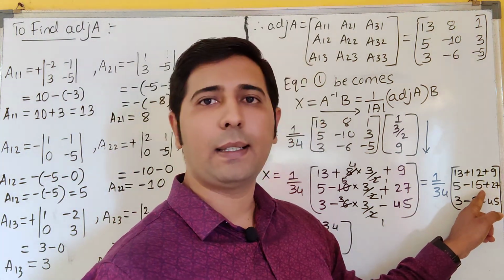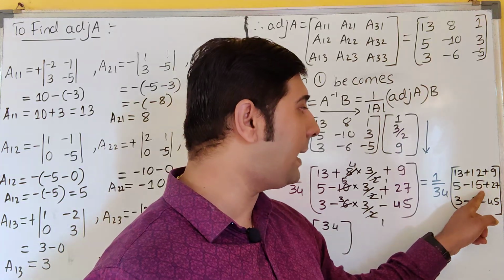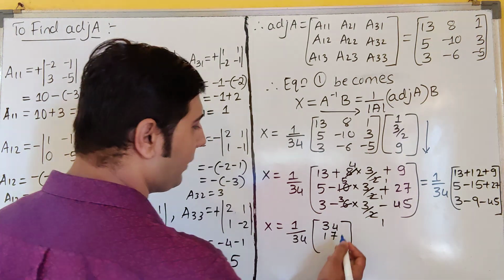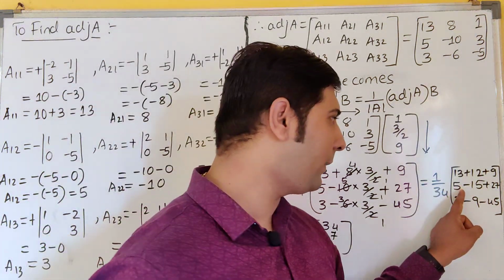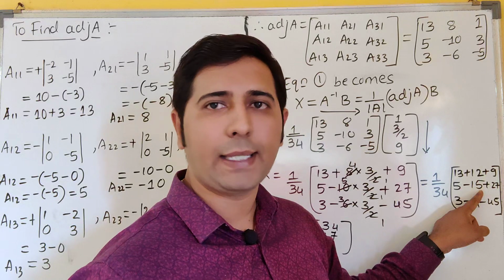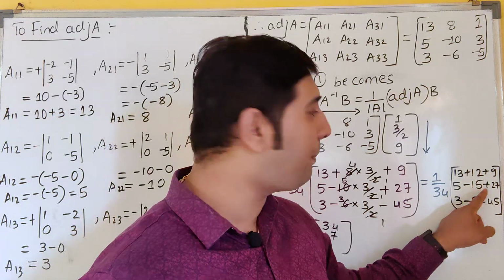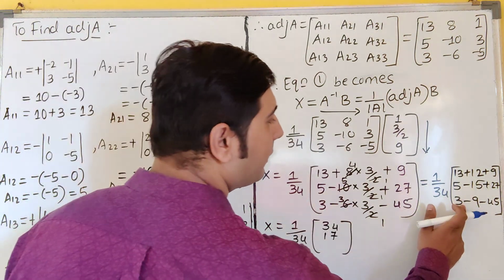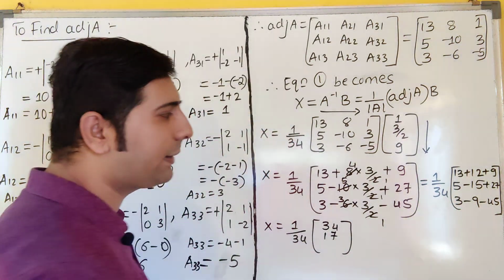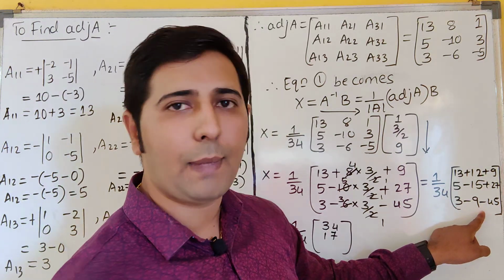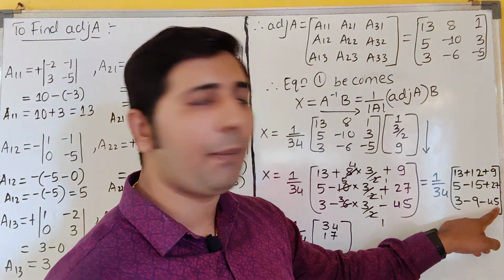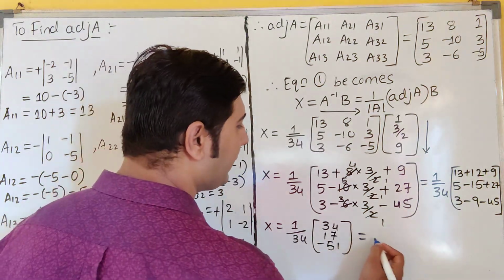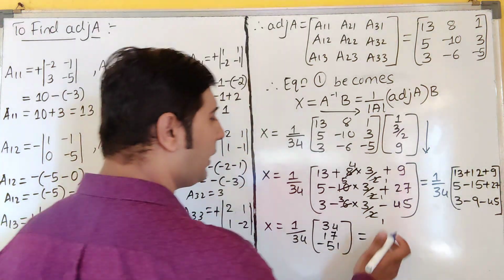5 minus 15 is minus 10. Minus 10 plus 27, that is plus 17, dear students. See, once again I will say, 5 minus 15 is minus 10. Minus 10 plus 27 is plus 17. 3 minus 9 is minus 6. Minus 6 minus 45 is minus 51. So you multiply inside by 1 by 34. So what you will get, you see.